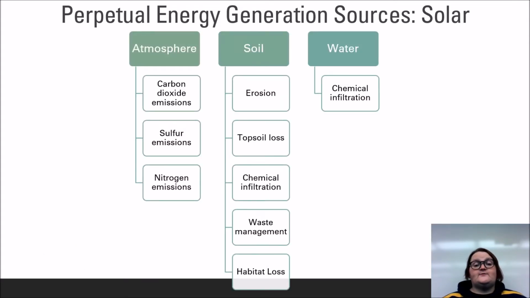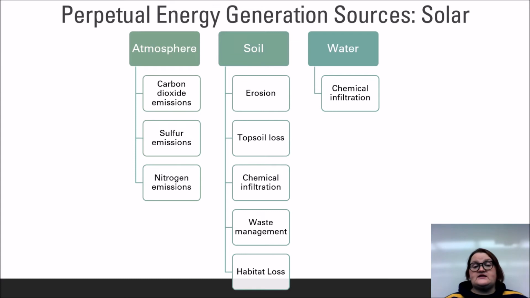The major environmental impacts of using solar energy come from the processes of actually manufacturing and disposing of the panels and their components. The electrical components of the panels must be mined, transported, and manufactured, which requires large amounts of fossil fuels, contributing to emissions of carbon dioxide, sulfur, and nitrogen.